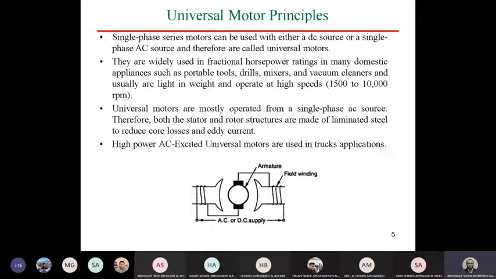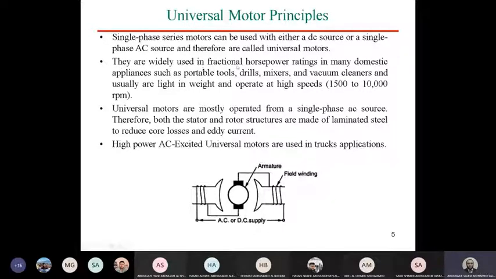You know, commutators only exist in DC machines. However, if a series DC motor is redesigned in such a way, and we will discuss why we should redesign, in terms of the mechanical cores, we can supply it by AC. And in this case, it will be called universal. It's universal because we can supply it with either DC or AC. The name universal is given because we can supply it by DC or AC.